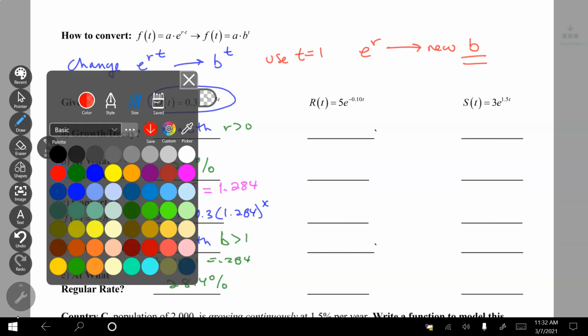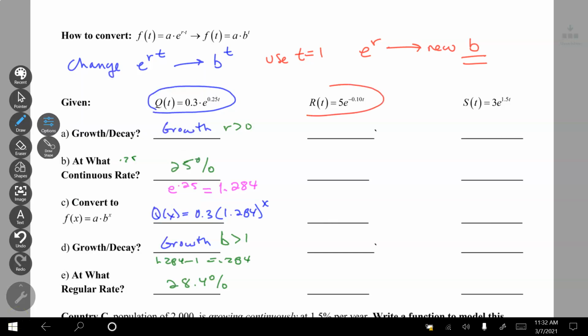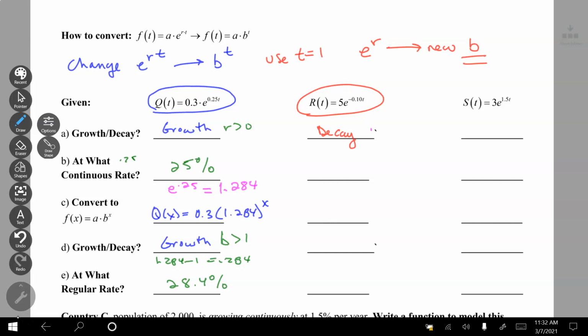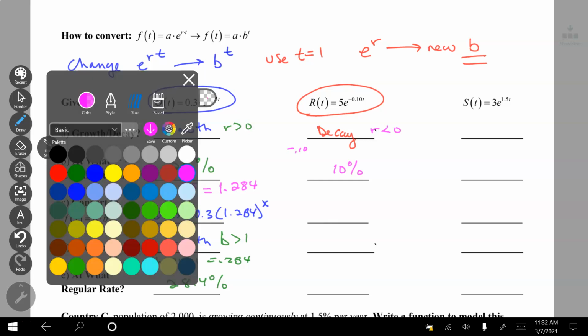So this next problem, I look at this, I'm like, oh, I have an R rate that's negative, so this must be decay, because my R is negative. Well, I see that R rate is negative 0.10, so that means it's negative 10%. You want to put negative in front of it, go right ahead, it won't bother me because it is decaying.